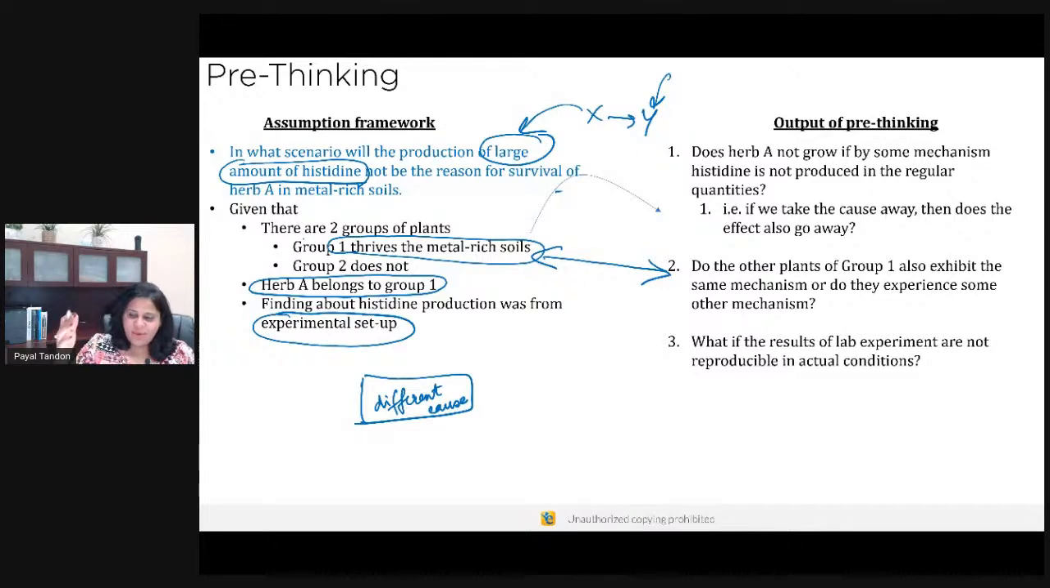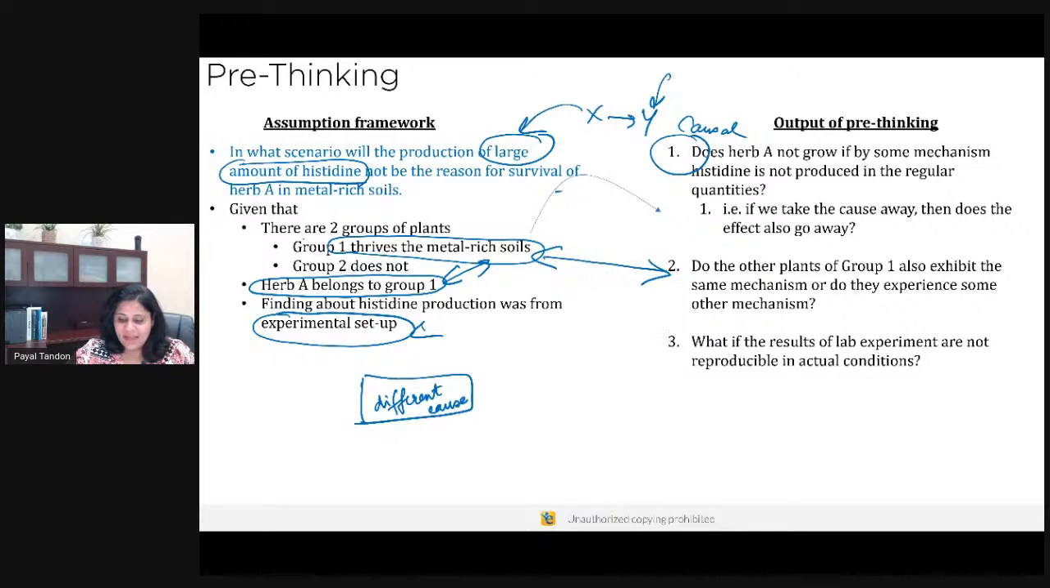So what I'm telling you is that given the experiment, you can have these different ways in which you can pre-think. The first one is your typical causal pre-thinking. The second one over here is a contextual pre-thinking, because the author has said that herb A belongs to group 1 and group 1 thrives in metal-rich soils. You're taking that context and then you're coming up with a pre-thinking, right? Experimental setup is over here.